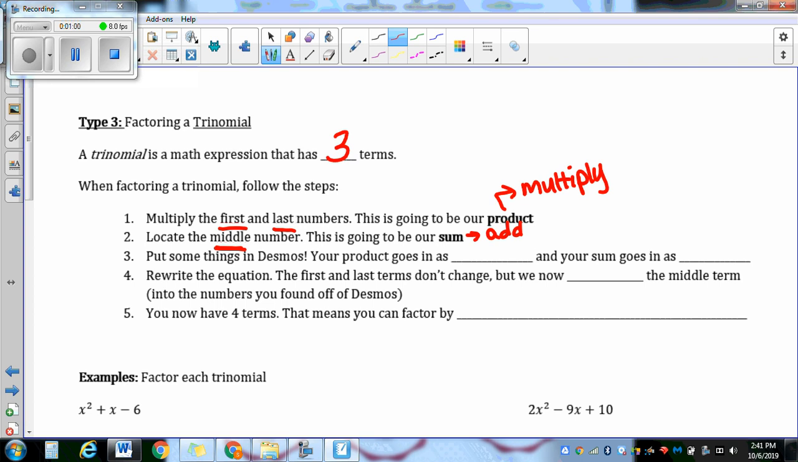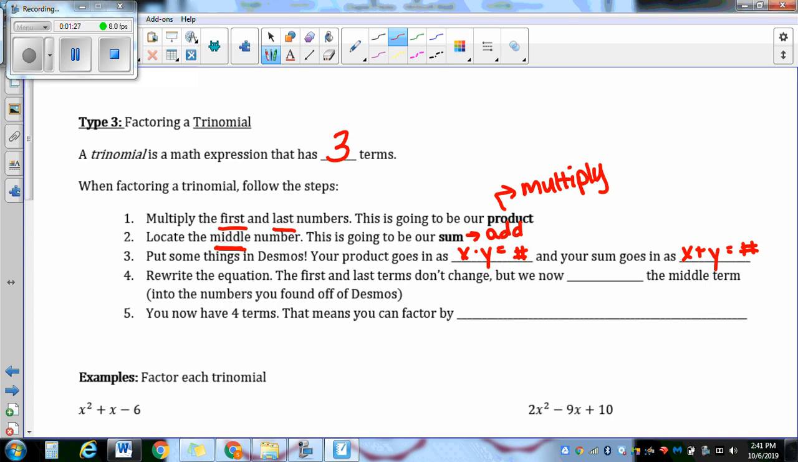Okay, now Desmos is going to be our best friend here. The third step says put your numbers into Desmos. Your product goes in as x times y equals whatever that number is. Your sum goes in as x plus y equals whatever that number is. And remember, product came from multiplying, so that's why we're multiplying. Sum came from addition, and that's why we're adding.